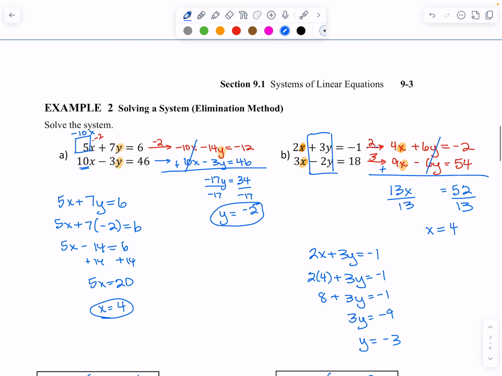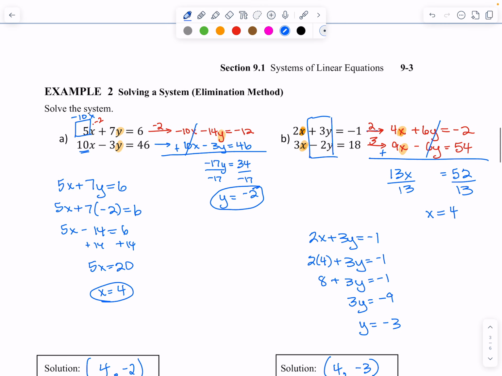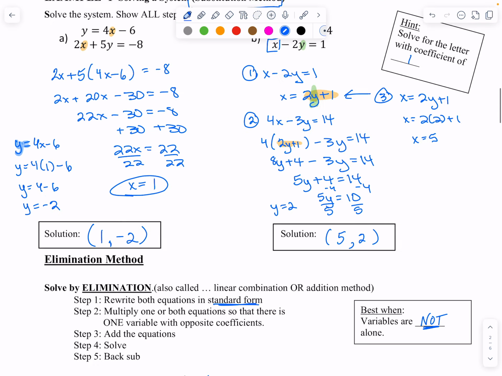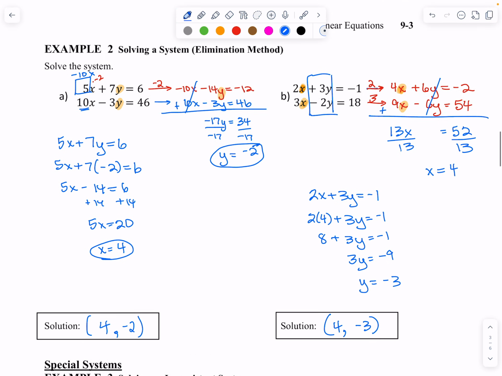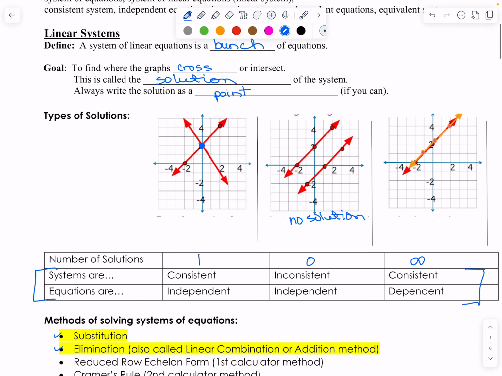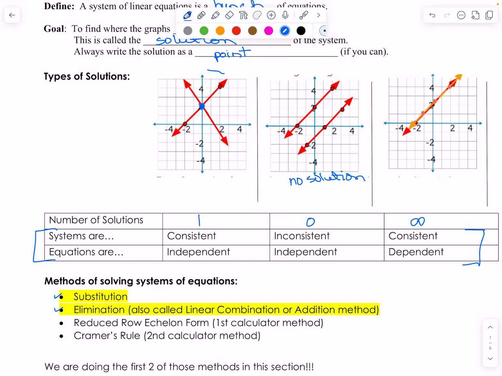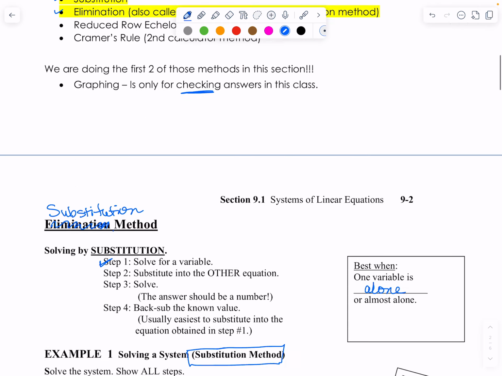So that's how you solve things using the elimination method. Now notice that all 4 of these, I had an answer that was a point. So all 4 of them was one of these guys, right? It was where I had 2 lines that cross. Now we're going to work some that have no solution and an infinite number of solutions.